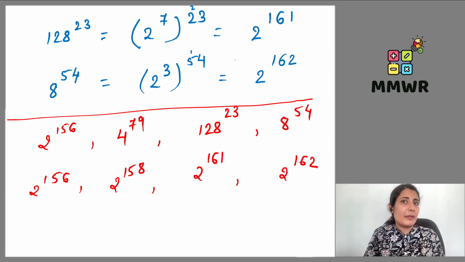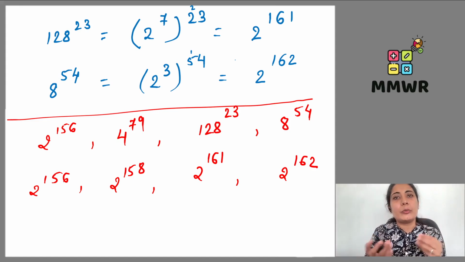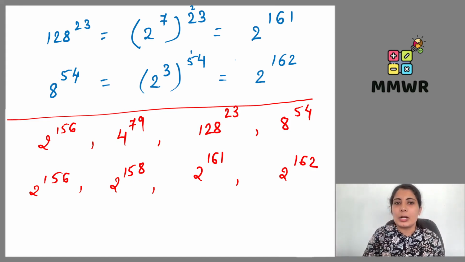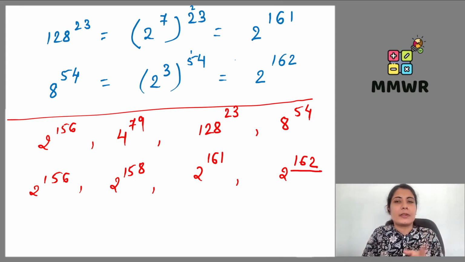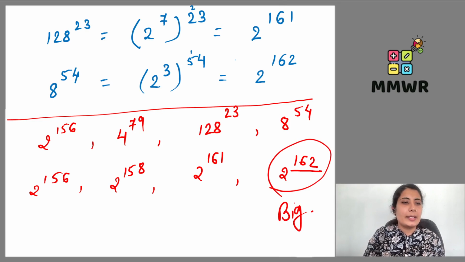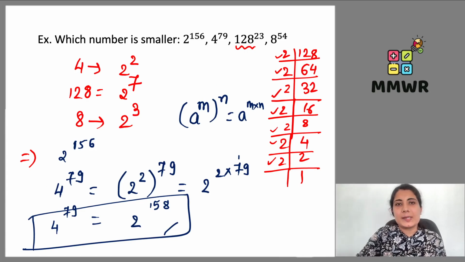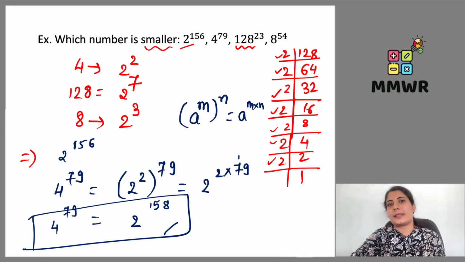Now the base is the same everywhere. We can easily look at the powers and decide which is the biggest power among all. So this is the biggest power among 156, 158, 161, 162. This is the bigger one, so the biggest number, and this is the smaller one. Right? 2 to the power 156 is the smallest one. What we had to find? We had to find the smaller one. So this is the answer.